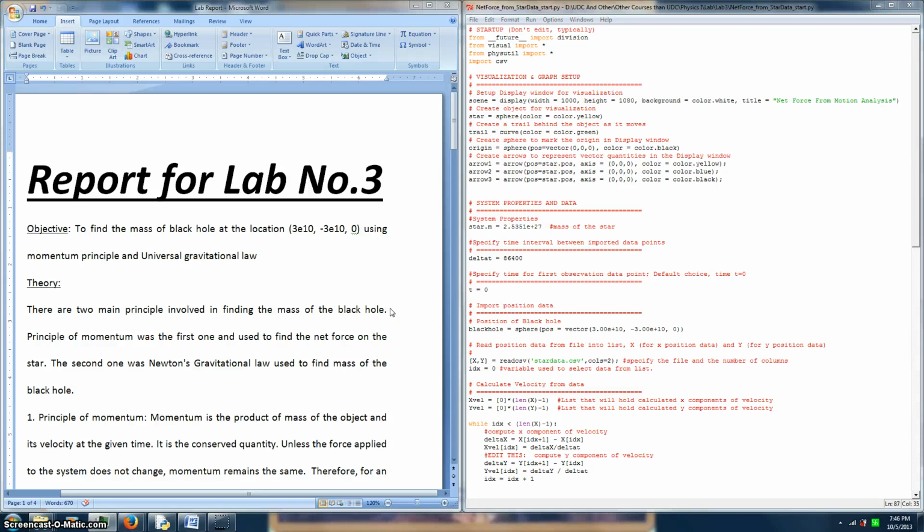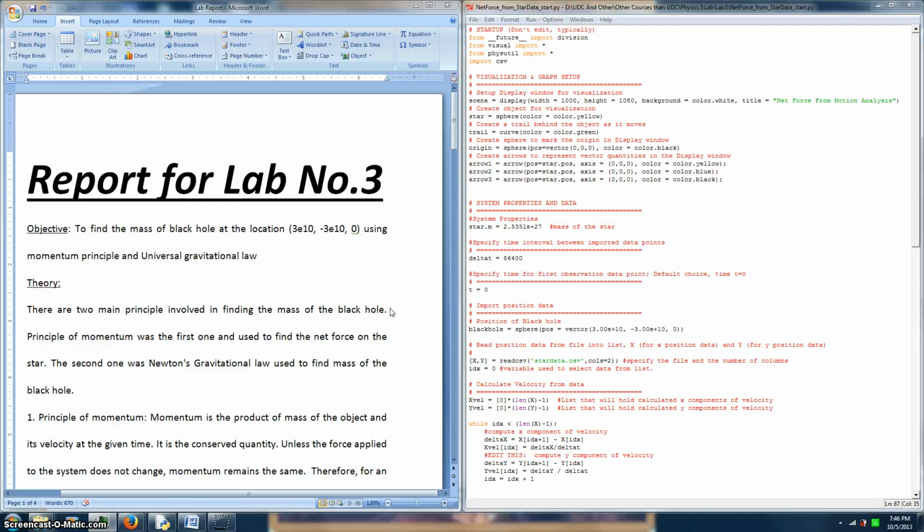In this lab, we are calculating the mass of the black hole at position x 3 × 10^10 and y negative 3 × 10^10 using the universal gravitational law and the momentum principle. In this scenario, we have a system of a star that is revolving around a black hole, that is our surrounding, and the only force acting on our system is given to be the gravitational force.